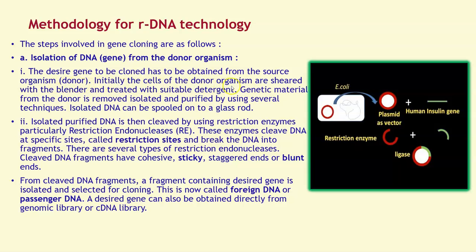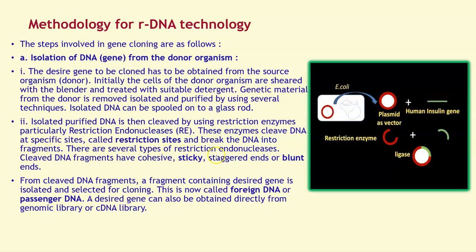Initially, the cells of the donor organism are shredded with the blender and treated with suitable detergent. Genetic material from the donor is removed, isolated and purified by using several techniques. Isolated DNA can be spooled onto a glass rod. Then the isolated purified DNA is cleaved by using restriction enzymes, particularly restriction endonucleases, which is your ER. These enzymes cleave DNA at specific sites called restriction sites and break the DNA into fragments.